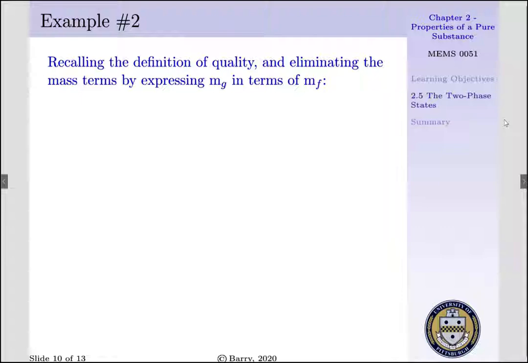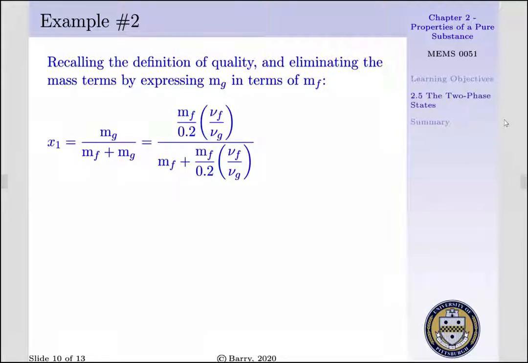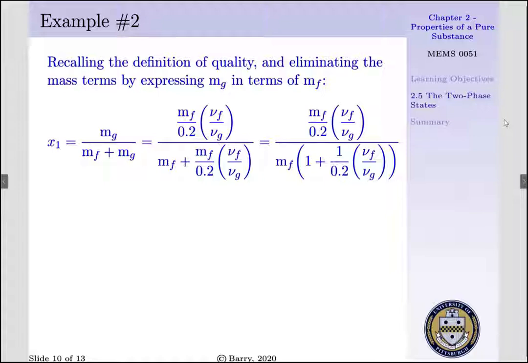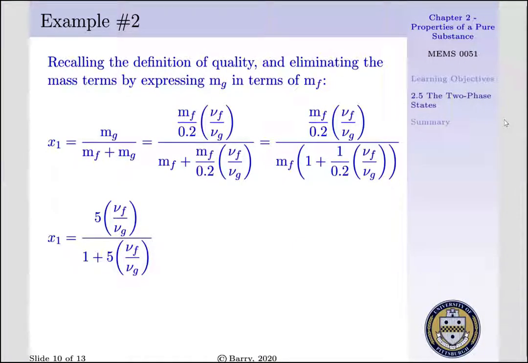Recalling the definition of quality and eliminating the mass terms within, we can say our quality at state 1 is equal to the mass of our vapor per the mass of our fluid plus the mass of our vapor. This would be equal to the mass of our fluid times our saturated liquid specific volume per saturated vapor specific volume, per the mass of our fluid plus the mass of our fluid per 0.2 times the quantity of our saturated liquid specific volume per our saturated vapor specific volume. Or this would be equal to the mass of our fluid per 0.2 times the quantity of our saturated liquid specific volume per saturated vapor specific volume, per the mass of our liquid times the quantity 1 plus 1 per 0.2 times the quantity of our saturated liquid specific volume per our saturated vapor specific volume. Or our quality at state 1 would be equal to 5 times the quantity of our saturated liquid per our saturated vapor specific volumes, per 1 plus 5 times the quantity of our saturated liquid per our saturated vapor specific volumes.